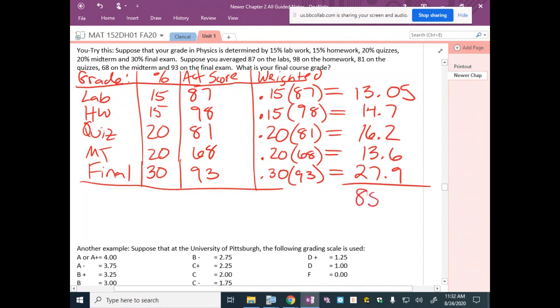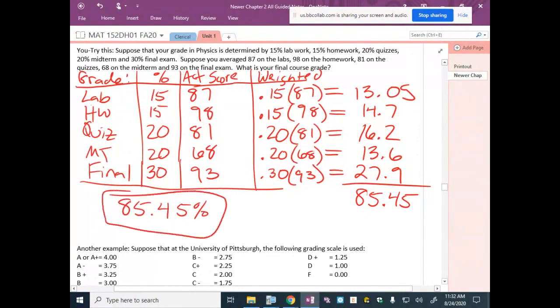So the final grade is an 85.45. And we would just divide that by 1. So there's your final course grade, 85.45%. That's pretty good. What do you think hurt you? That midterm is what hurt you.